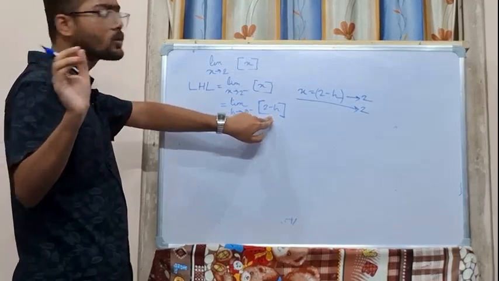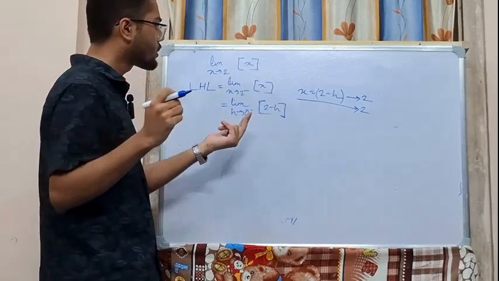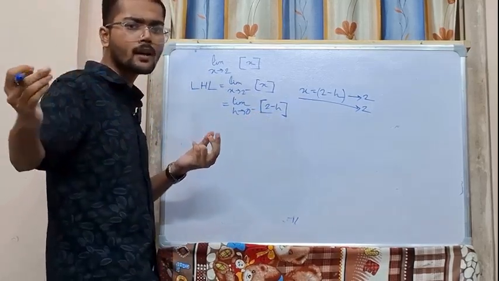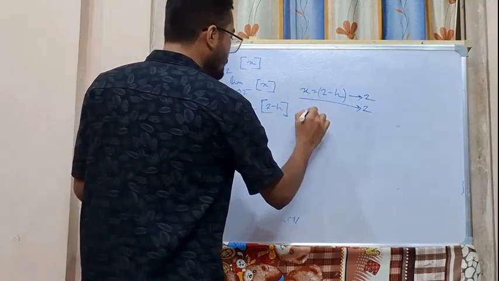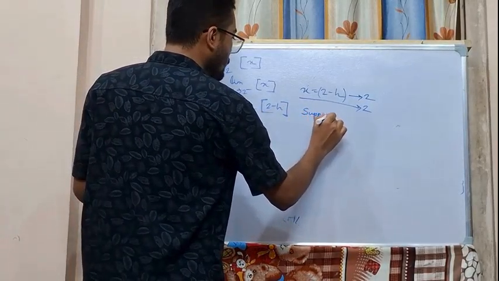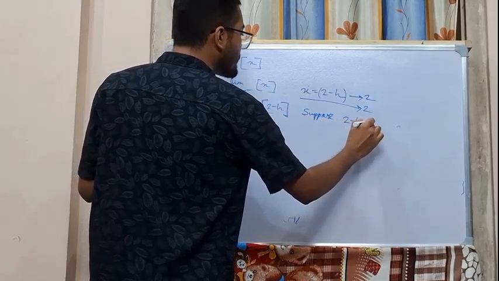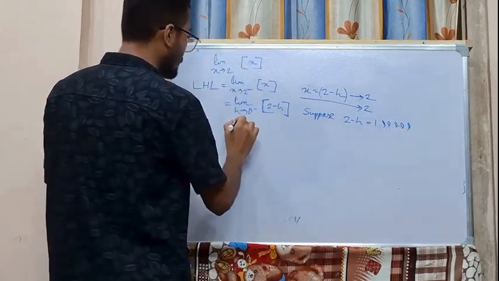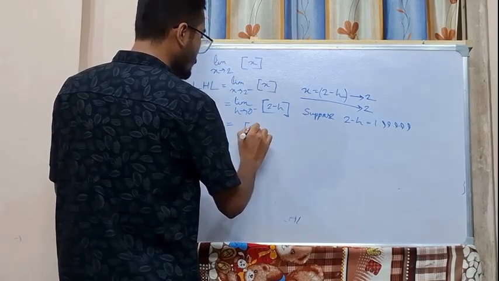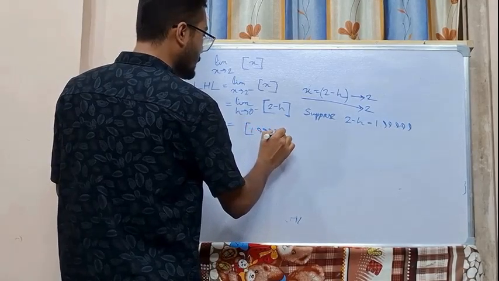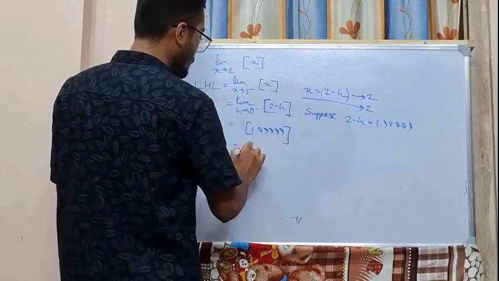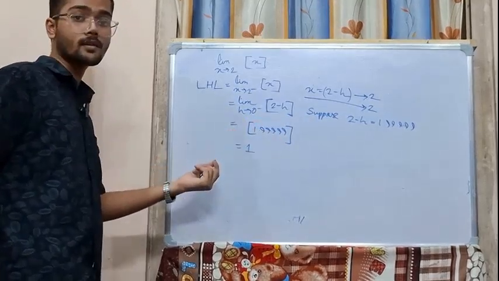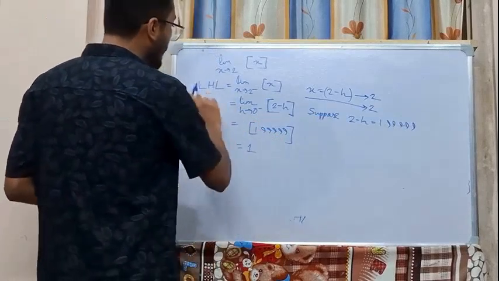where 2 minus h is very close to 2 but slightly lower than 2. Suppose the value of 2 minus h is 1.999999. Okay, suppose 2 minus h is equal to 1.99999. Then this will be 1.99999 and this will be 1. Why? The nearmost lowest integer. Okay, this is the left hand limit.